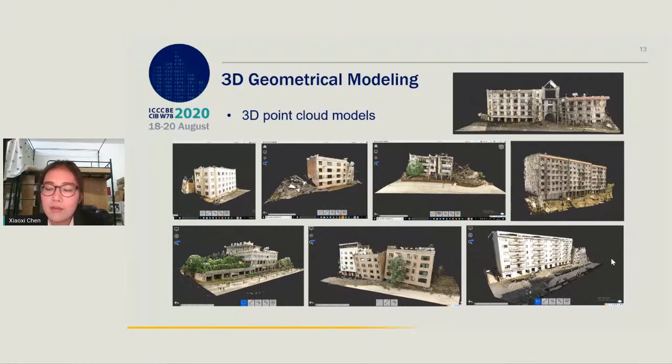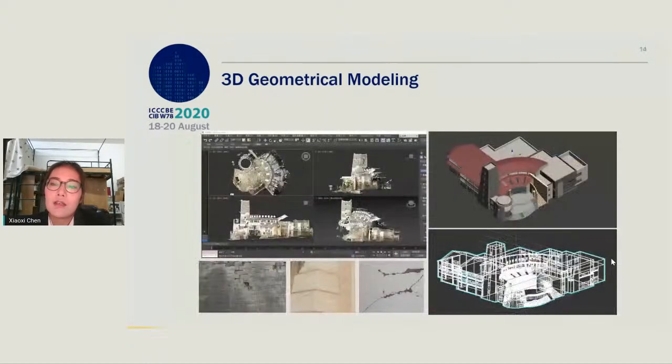Finally, after registration, cleaning, and filtering, we create a high-density point cloud of the ground, collapsed buildings, damaged buildings, and other facilities in Beichuan County.